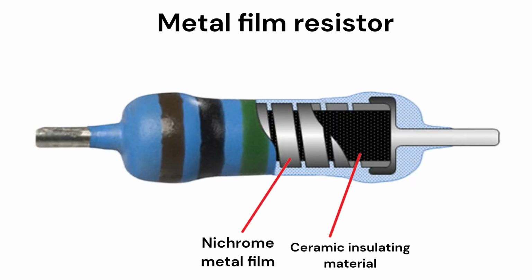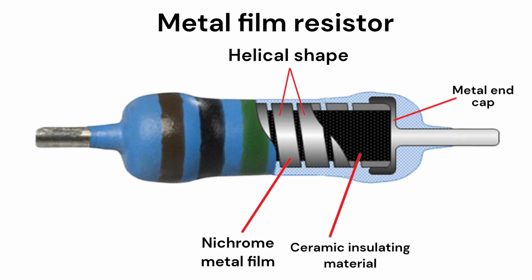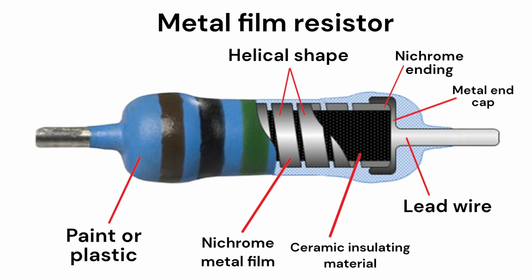So after giving the desired helix shape to the metal on ceramic, metal end caps are situated at each end, combining the ends of the nichrome metal with them, and then lead wires are attached to them, or sometimes lead wires are directly connected to the nichrome endings. Then the body of the resistor is protected with paint or plastic. After that, the color codings are coated on them in order to know the value of the particular resistor. I will explain more about color codings later in this video.